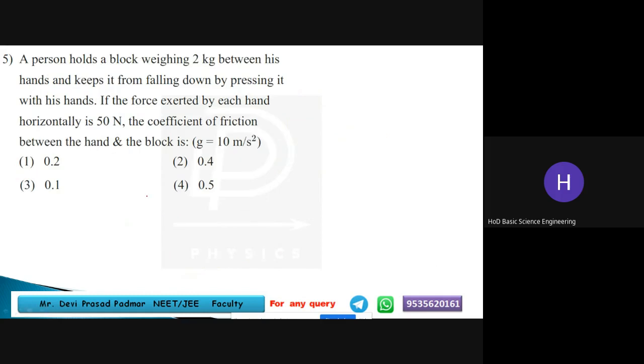What is the next question? A person holds a block weighing 2 kg between his hands.